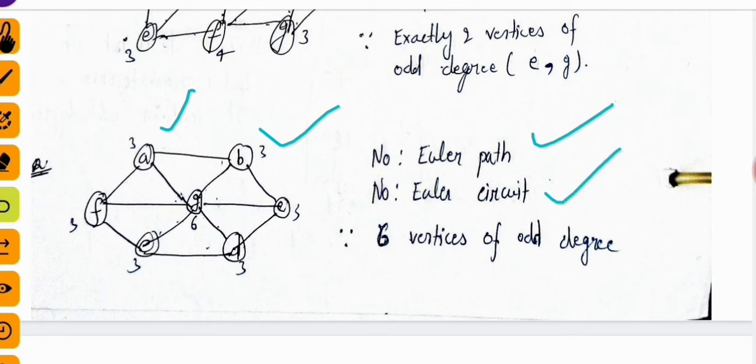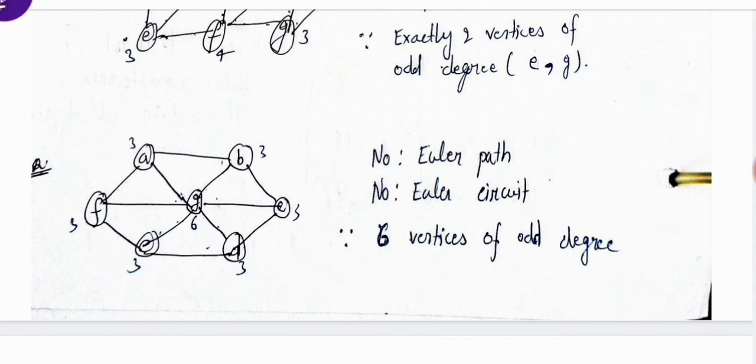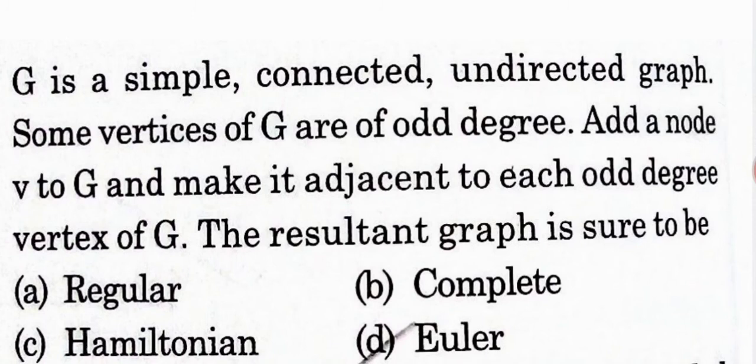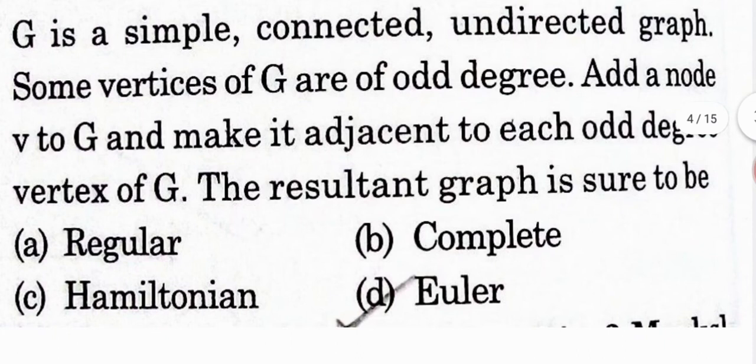Now come to the GATE question. So here in the GATE question, G is a simple connected undirected graph. Some vertices of G are of odd degree, and we add a node V to G and make it adjacent to each odd degree vertex of G. The resultant graph is sure to be: option A regular, option B complete, option C Hamiltonian, and option D Euler.